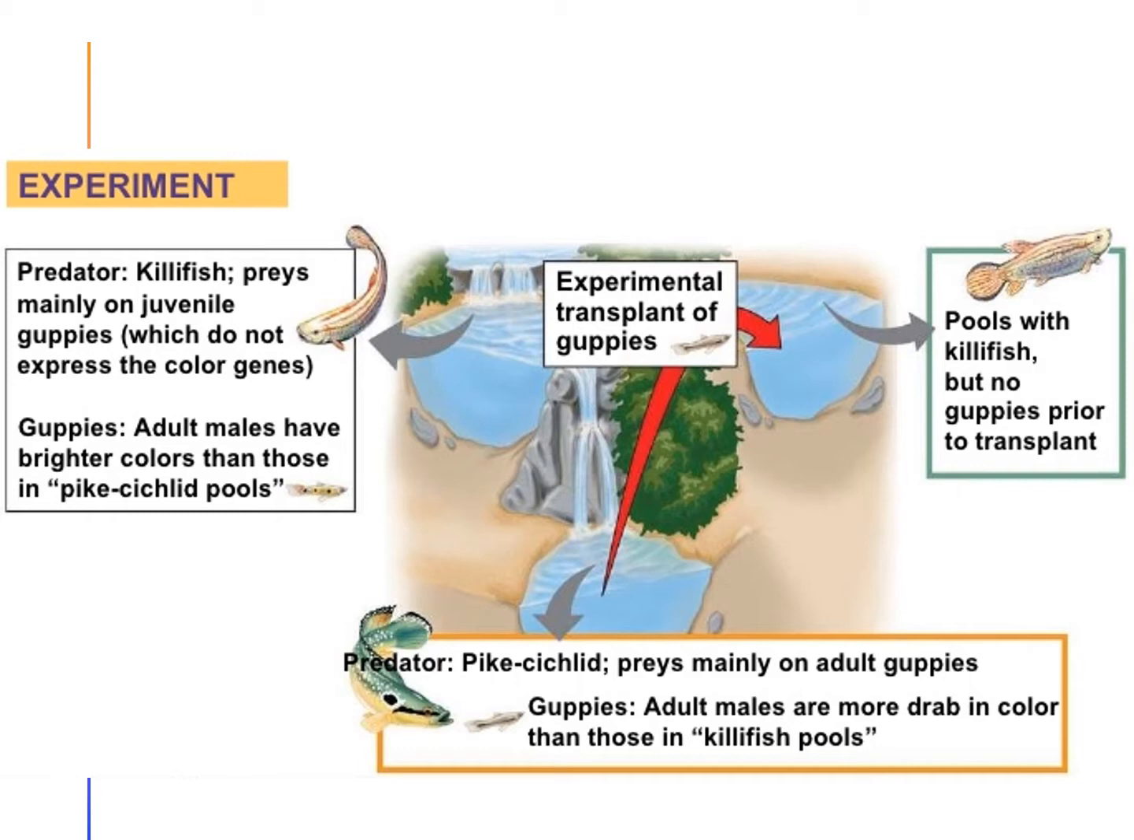In the following picture, it shows you 3 different pools, and in different pools there are different types of predator which preys on the small fish called the guppies. Based on the different predators, we will know that there are different looks and variation of guppies living in different pools.